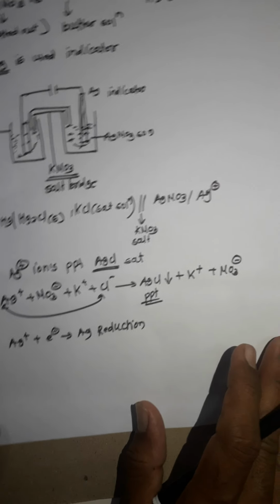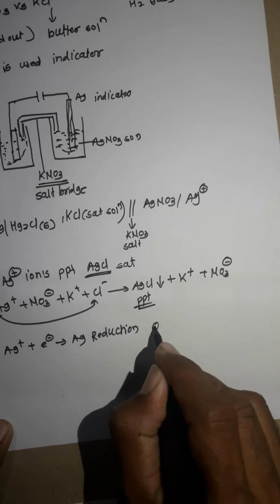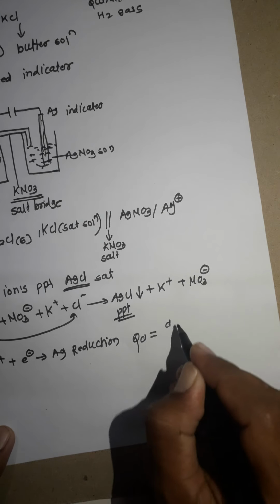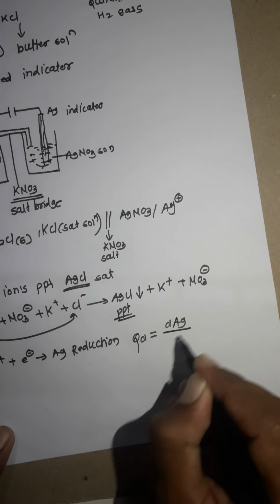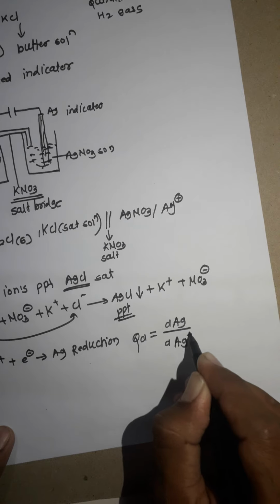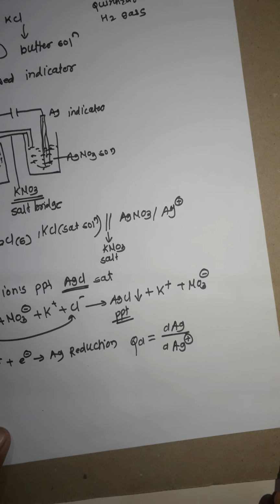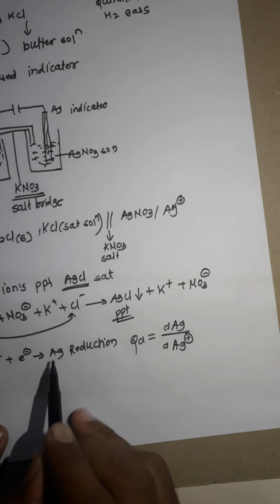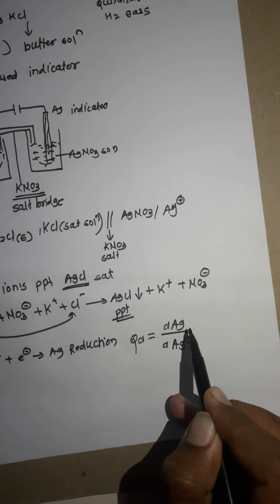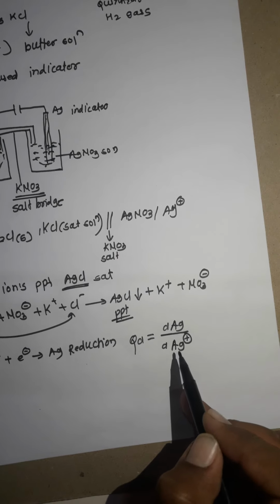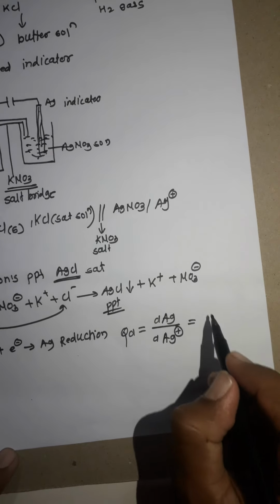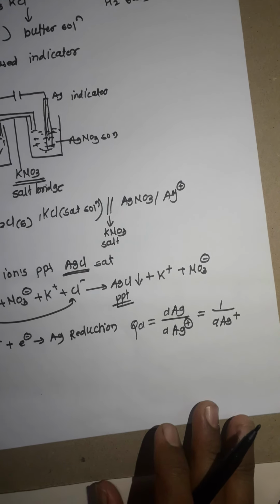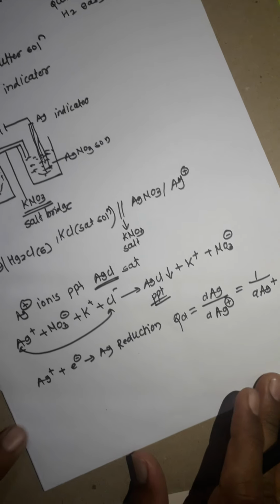In this reaction, how to write the reaction quotient? You already know that Q is the reaction quotient: the activity of product over the activity of reactant. The activity of product is the activity of Ag, and the activity of reactant is the activity of Ag+ ions, so it is 1 upon the activity of Ag+ ions. Then how to write the Nernst equation?